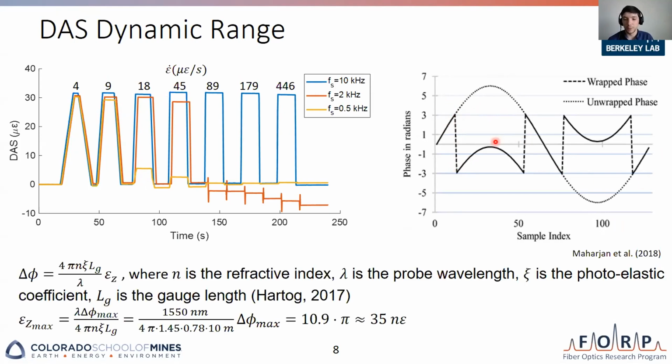And if we just apply the equation, which Nate already talked about from Hartek book, and substitute the values, we will receive this limitation of 35 nanostrains. And this limitation is 35 nanostrains per time sample. So if we have a larger sampling rate, we increase our total dynamic range, and also we can play with gauge length. If we have a smaller gauge length, it could also influence our dynamic range. And this is something you need to pay attention to for some applications.